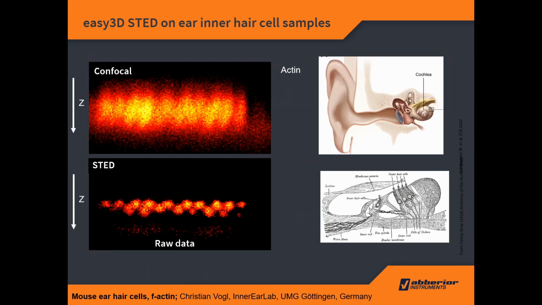An example where we go into tissue would be here in a sample of the inner ear of the mouse, and we are imaging the hair cells, the inner hair cells, and this is a Z slice or vertical slice again, and we can see the improved 3D resolution in this image. I would like to thank Christian Vogel from UMG Göttingen for the sample.